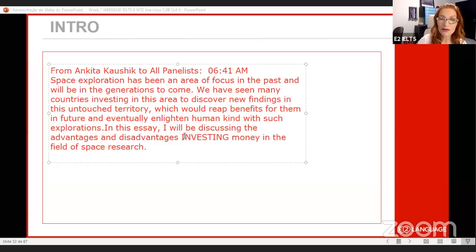Yes, the advantages of investing, thank you, that is true, of investing money in the field of space research. Not I would be, I will be. And the position. Where can we put the position here? I will discuss what I consider to be, but you need to put a position. What I consider to be the main advantages and disadvantages.